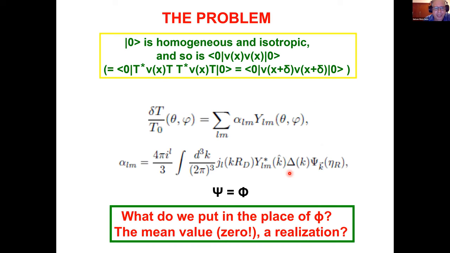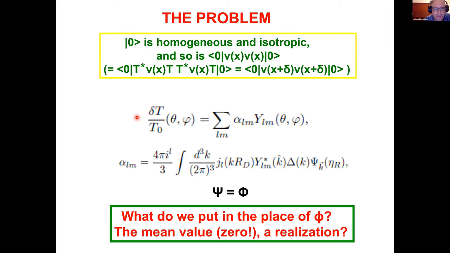However, there is a problem that many people do not talk about, but it's very important. The vacuum state is homogeneous and isotropic. And so, for instance, the mean value of the field is zero. Also, the mean value of the v squared is homogeneous, because the vacuum state is homogeneous and isotropic. So if you do a simple calculation, you can show this.